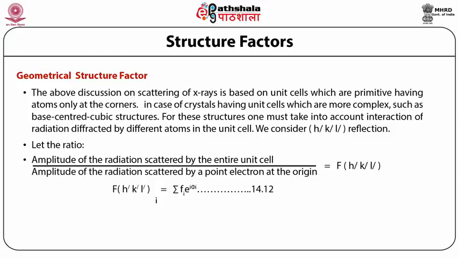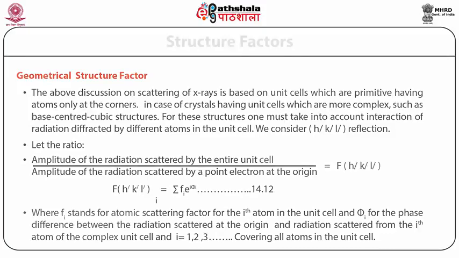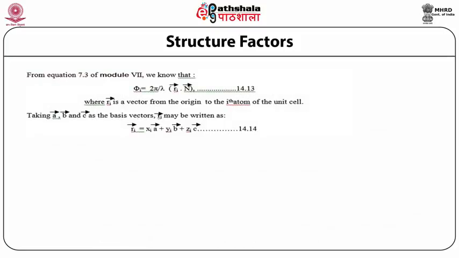F of h prime, k prime, l prime will be equal to the summation over i of small f i, exponential of i phi i, which is expressed as equation 14.12, where f i stands for the atomic scattering factor for the ith atom in the unit cell and phi i for the phase difference between the radiation scattered at the origin and the radiation scattered from the ith atom of the complex unit cell, and i equal to 1, 2, 3, etc., covering all atoms in the unit cell. From equation 7.3 of module 7, we know that phi i is equal to 2 pi by lambda times the dot product of R i vector and n vector, which is given as equation 14.13, where R i vector is a vector from the origin to the ith atom of the unit cell.